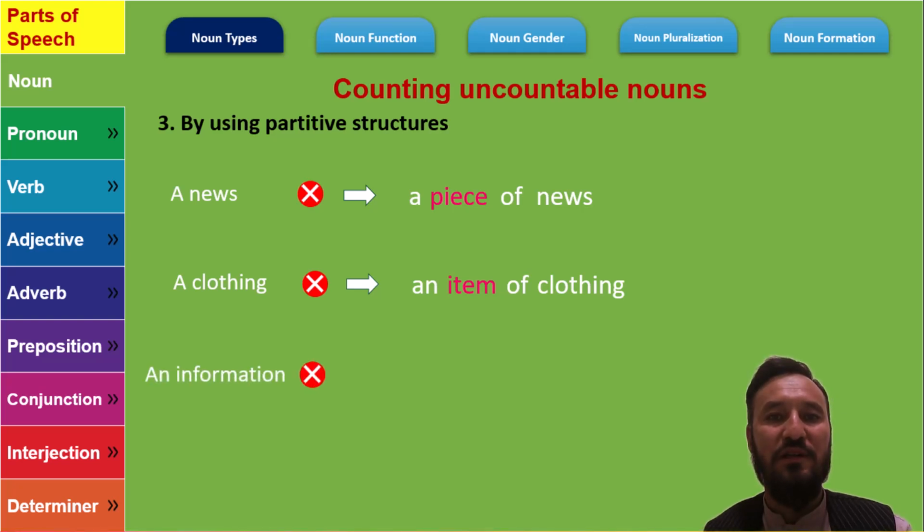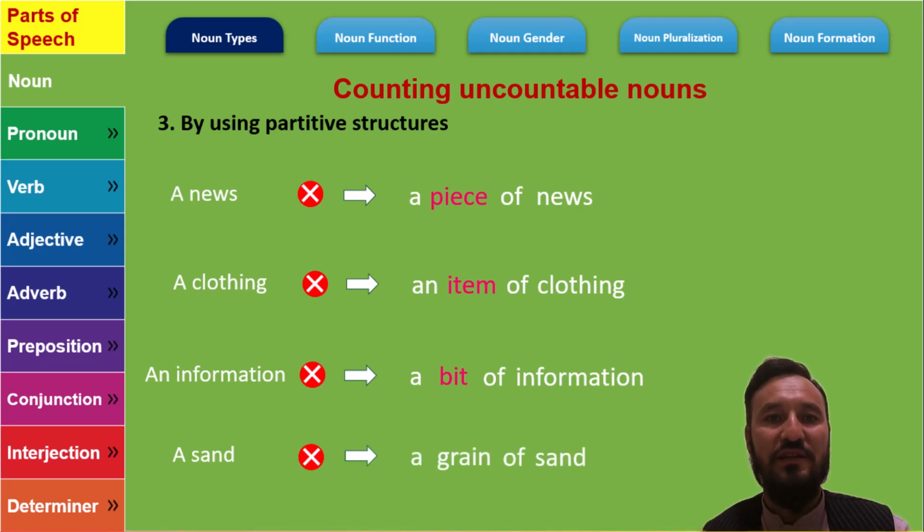Instead of the grammatically incorrect an information, you should say a bit of information. Bit is the partitive referring to a small specific amount of information. Instead of the awkward a sand, you should say a grain of sand. Grain is the partitive referring to a single tiny unit of sand.